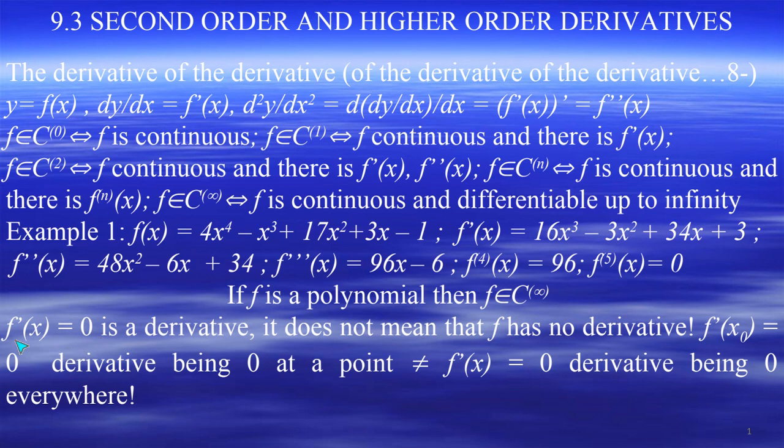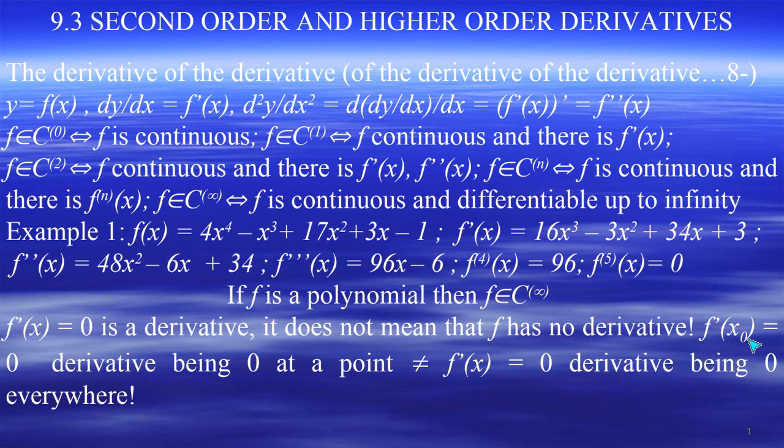Here we should note that f prime of x equals 0 is a derivative. When a derivative is equal to 0, it doesn't mean that f has no derivative. 0 is a number, and f prime of x being 0 means it is a derivative. The function is parallel to the x axis, or parallel to its domain of definition.